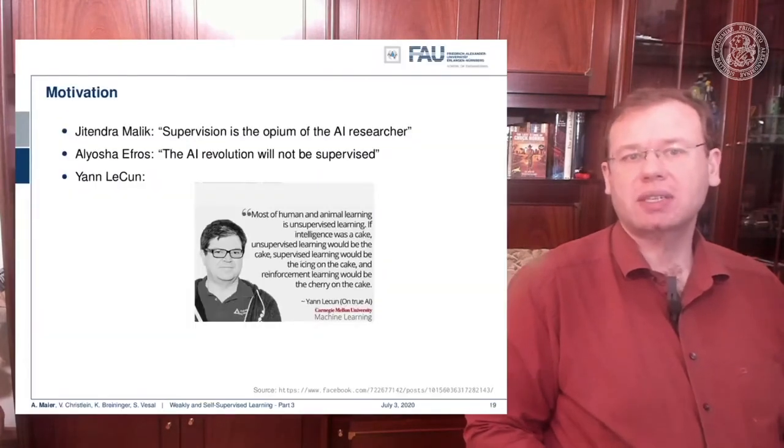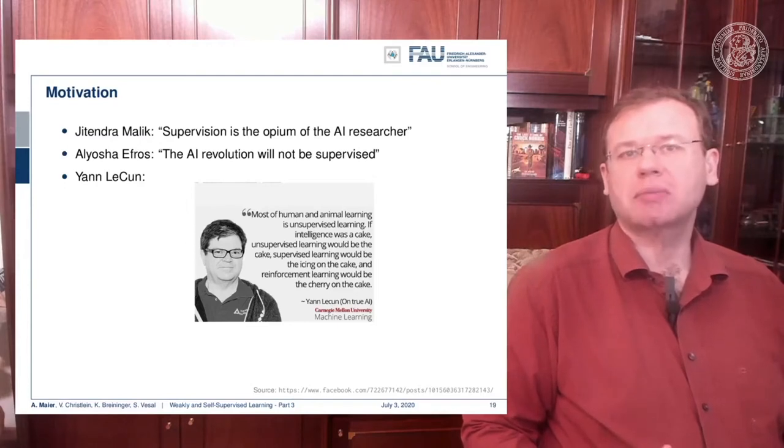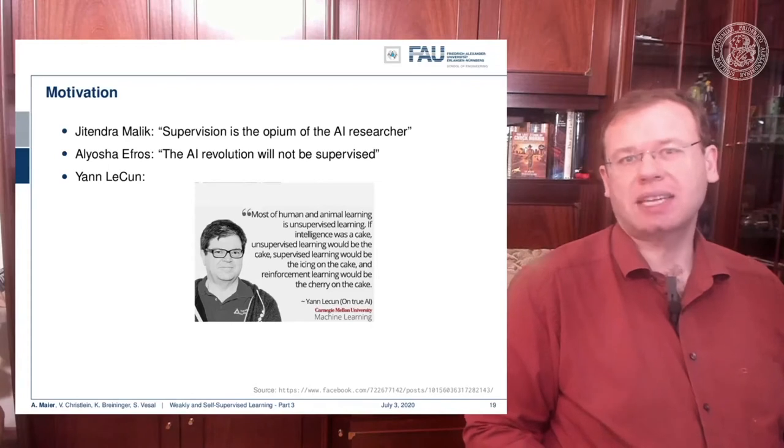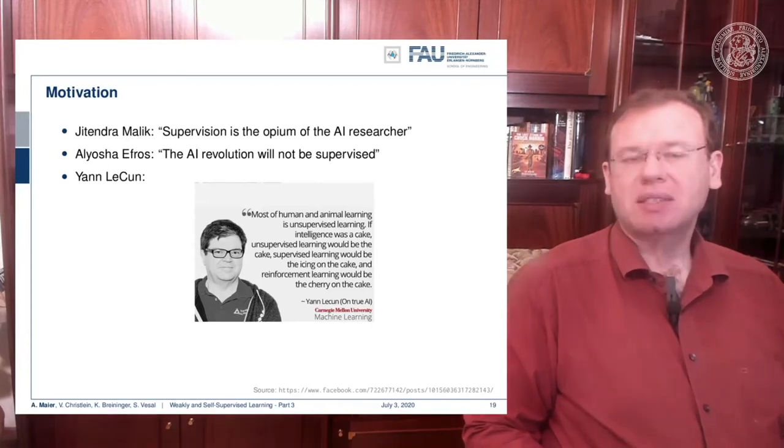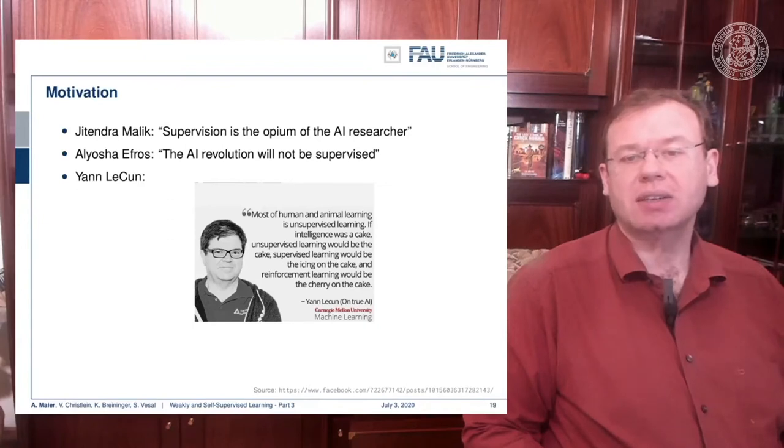And the motivation is, you could say that classically, people in machine learning believe that supervision is, of course, the approach that produces the best results. But we have these massive amounts of labels that we need. So you could very quickly come to the conclusion that the AI revolution will not be supervised. This is very clearly visible in the following statement by Jan LeCun. Most of human and animal learning is unsupervised learning. If intelligence was a cake, unsupervised learning would be the cake, supervised learning would be the icing on the cake, and reinforcement learning would be the cherry on the cake.